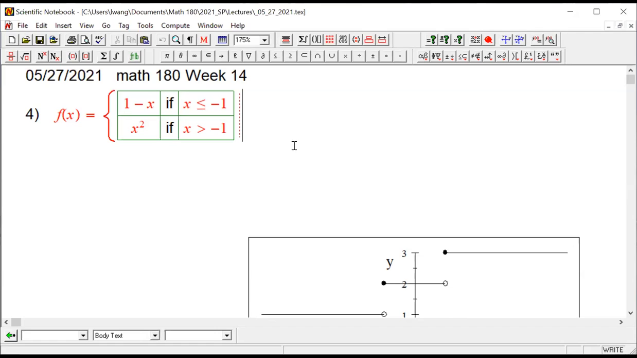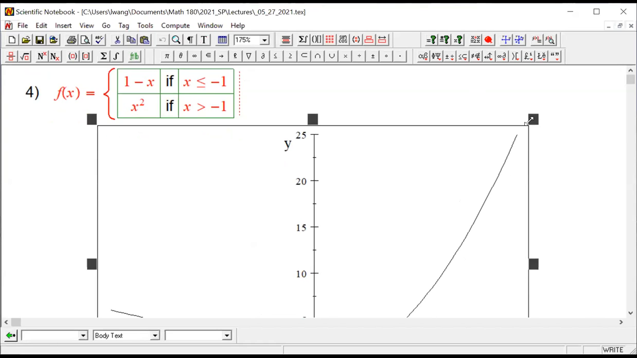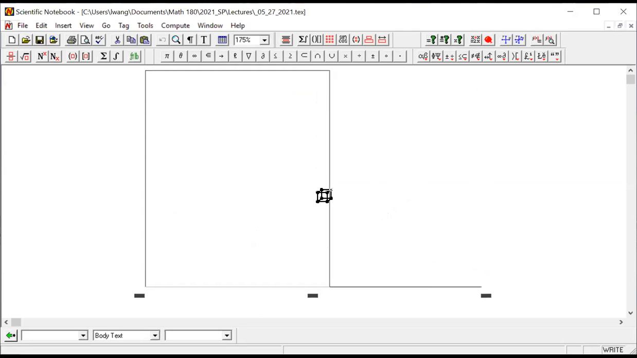When you graph these, you also have to pay attention to the endpoints, the circle, the dot, and all of that. So you can put these graphs together, right? There are 2 pieces.